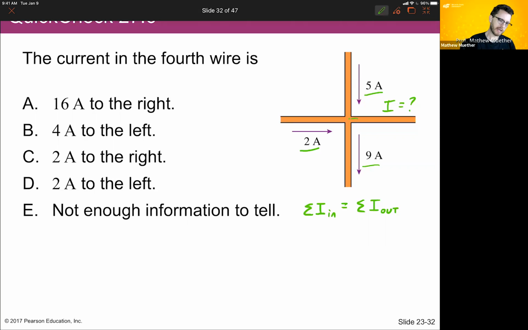So let's see, I have 7 amps total current flowing into the junction. I have 9 amps flowing out, so that means I need an additional 2 amps flowing into this thing, right? That would give me a total of 7 plus 2, for the current flowing into the junction, and 9 amps flowing out. Those two are equal to one another, so it has to be 2 amps to the left here.